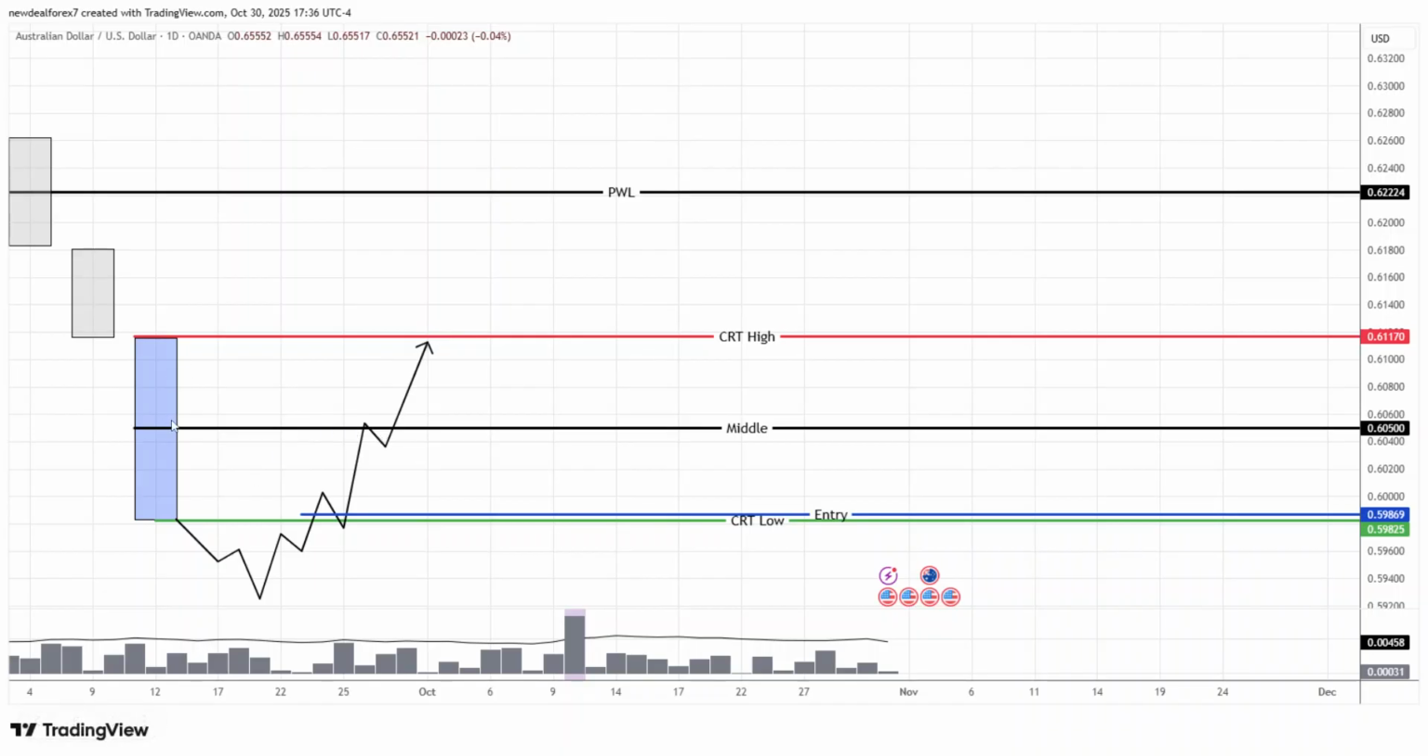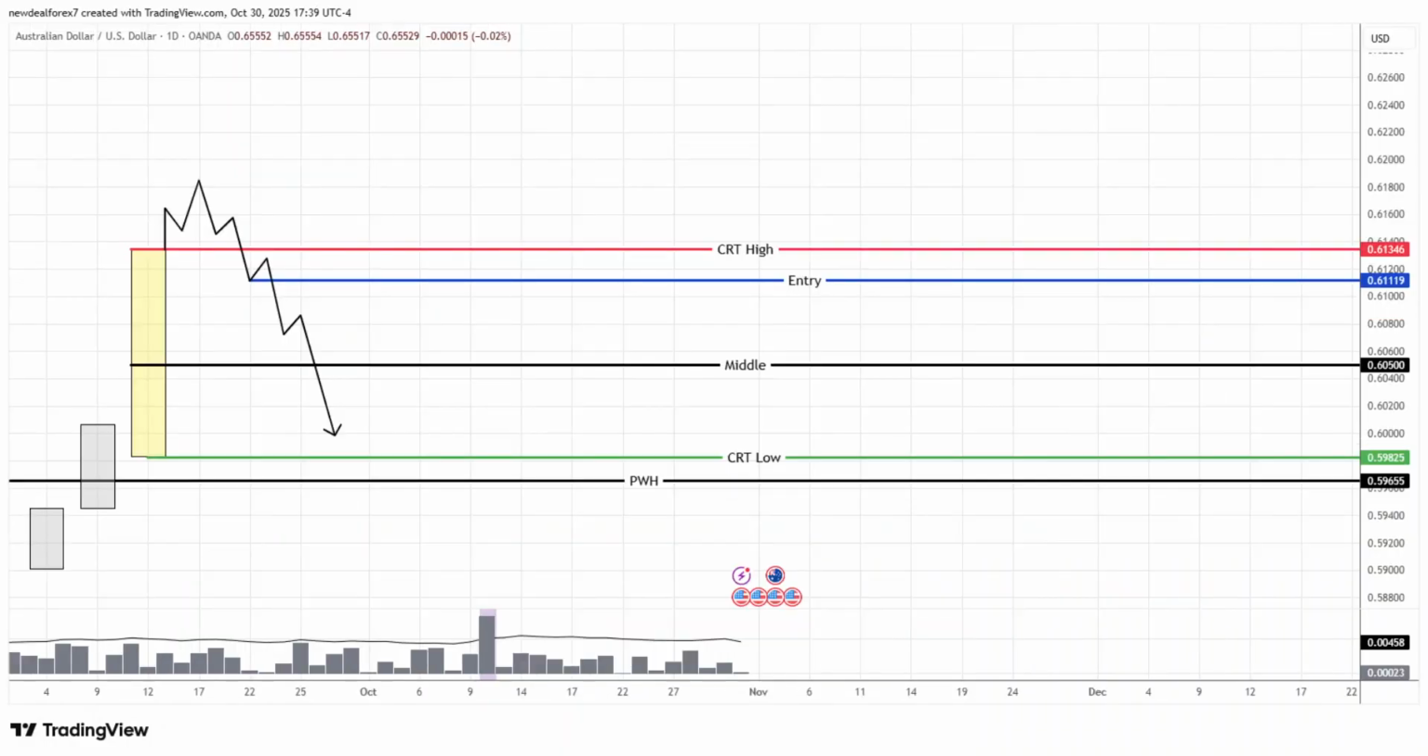Because these are going to be fairly big candles, you should get at least 50 pips trading these. Sometimes it can be more. I've gotten much more than that. This is a short example.